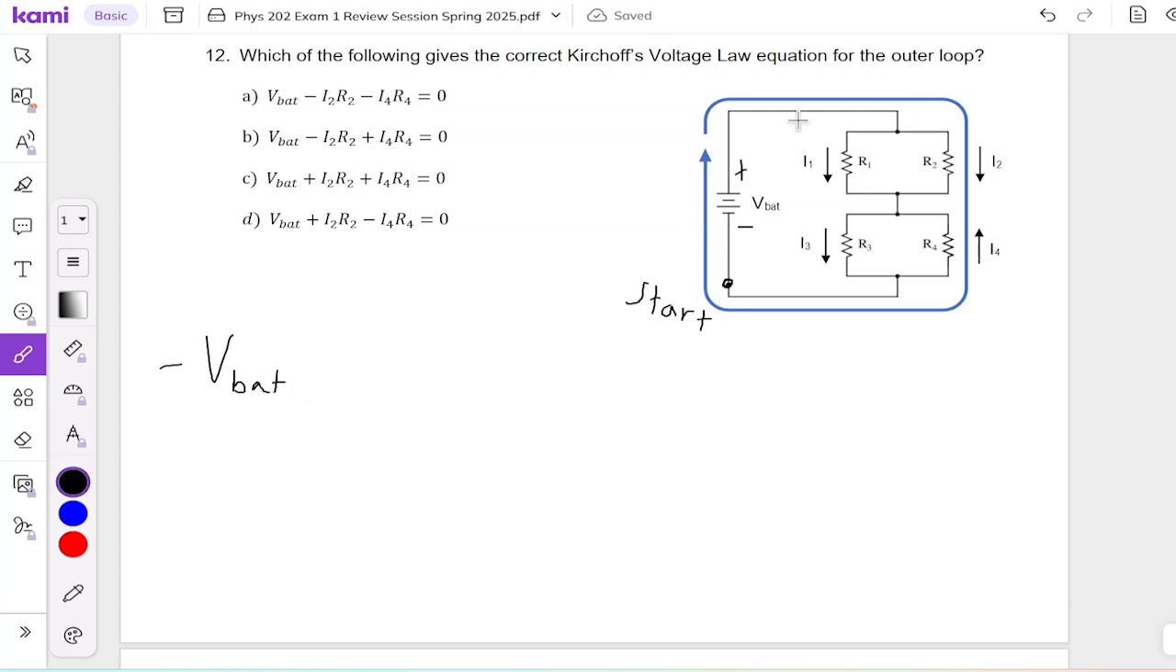And now I'm going clockwise around. Okay, so if I'm following the outer loop, the next thing I'm going to hit is R2. Notice I'm never going to hit R1 because that's the inner loop. I'm also never going to hit R3. That's also the inner loop. So then because I'm hitting R2, I say plus I2 R2. Plus because it's always plus for resistors.